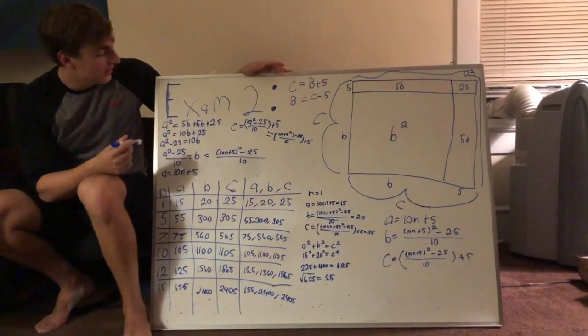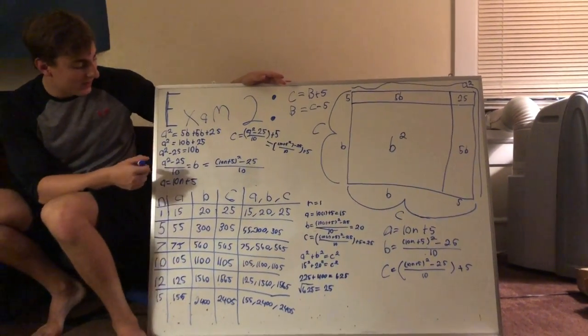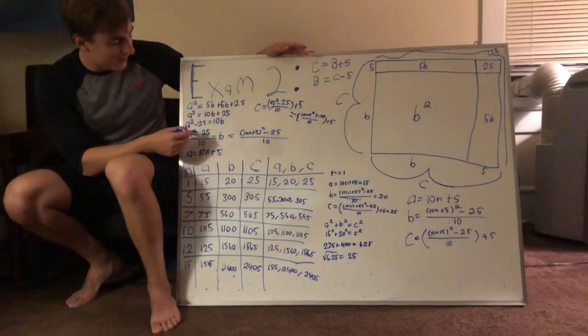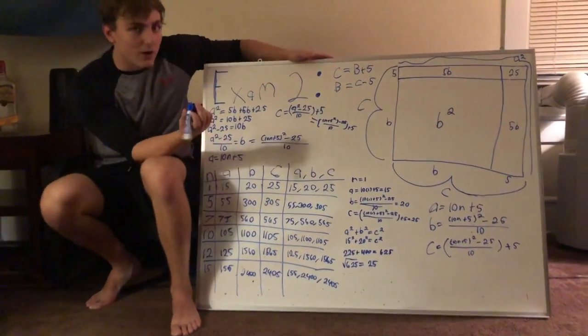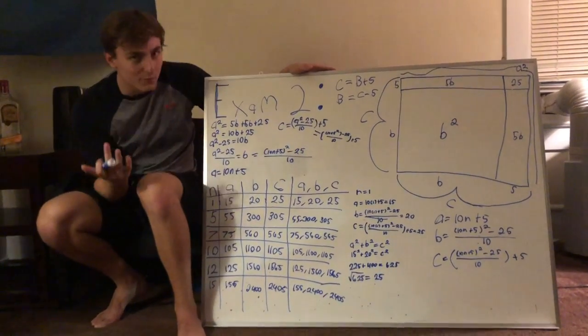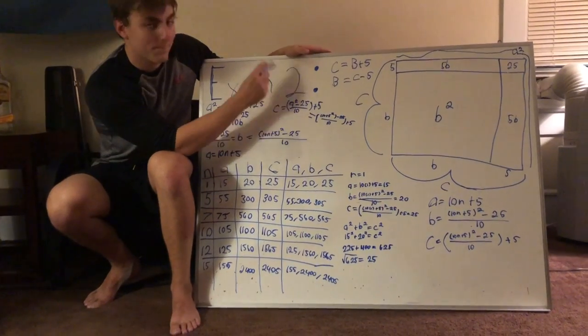We can find B, because 5B plus 5B plus 25. And we go down the line and we solve and we rearrange and we get B equals A squared minus 25 over 10. And then we know that C is only 5 more than B, so we can just do A squared minus 25 over 10 plus 5.